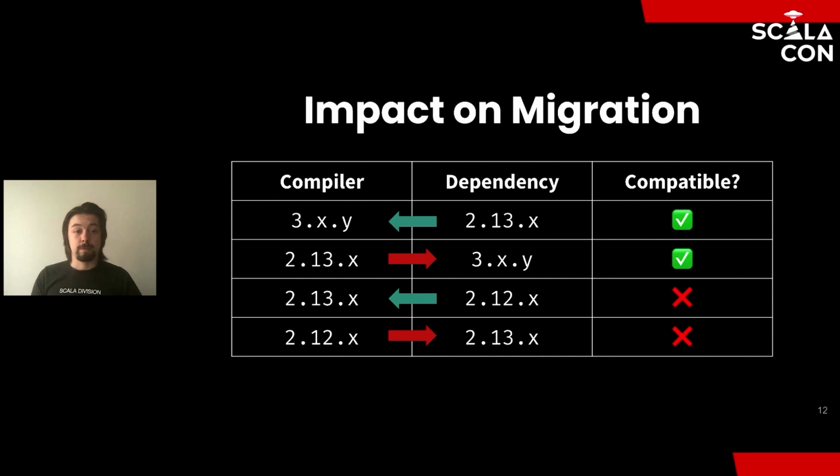Similarly, if you are compiling with Scala 2.13, you can depend on a library from Scala 3, and it should also compile just fine. This is for the first time ever, really, because, for example, before, 2.13 was not backwards compatible with 2.12, and 2.12 was not forwards compatible with 2.13.